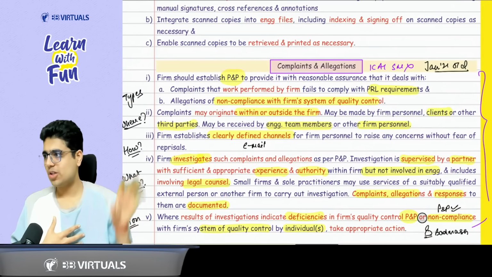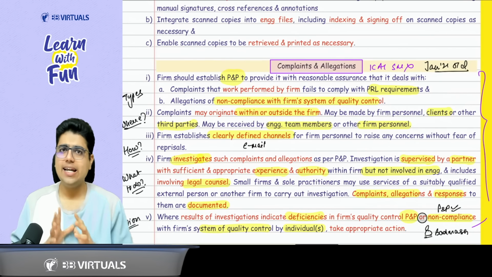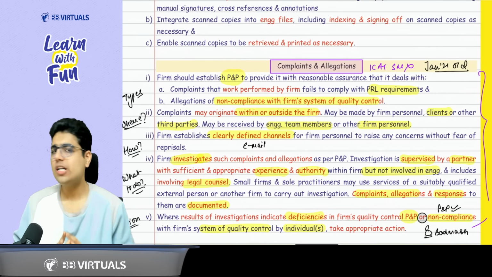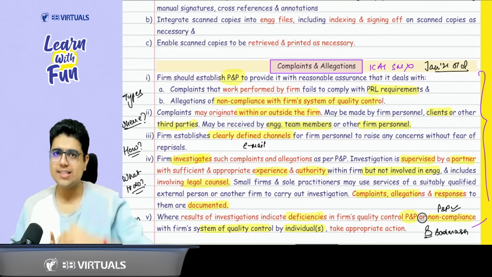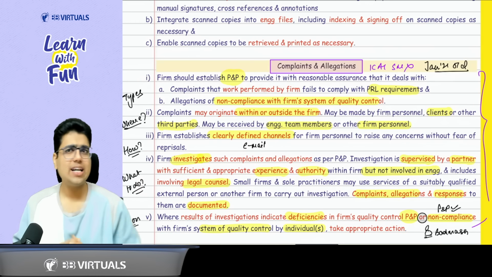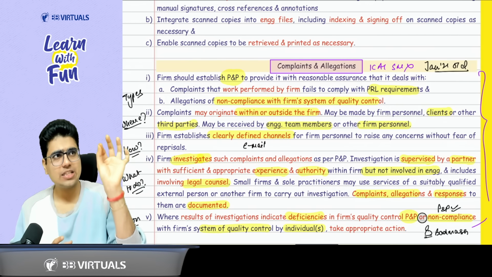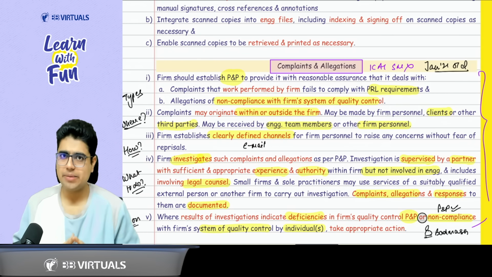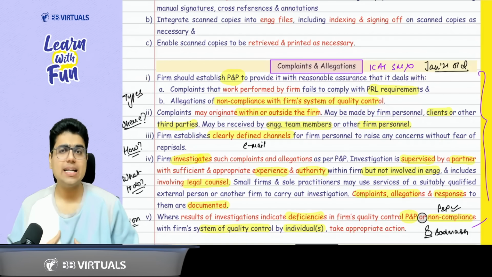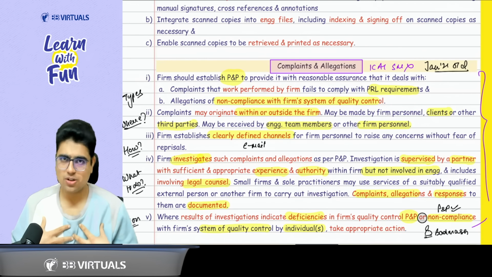First of all, talking about the policy of complaints and allegations, it will talk about the types of complaint: non-compliance with the outside requirement and inside requirement. What were the outside requirements? PRL requirement: professional standards, regulatory and legal requirement. What were the inside requirements? That is the quality control policies and procedure of the firm.